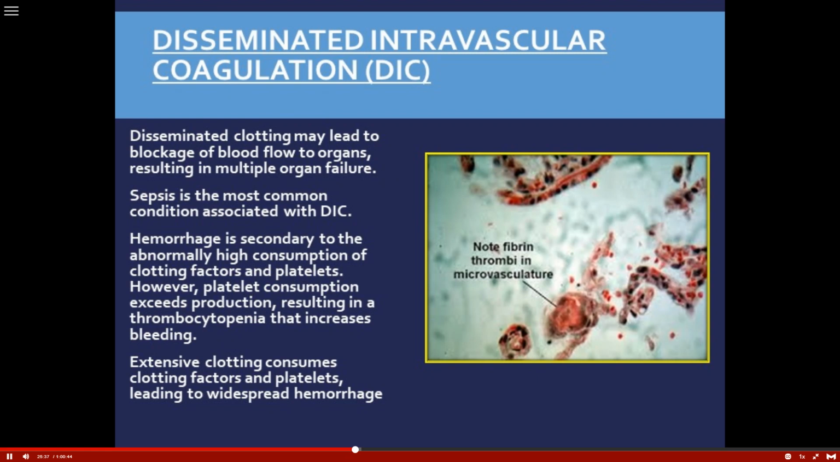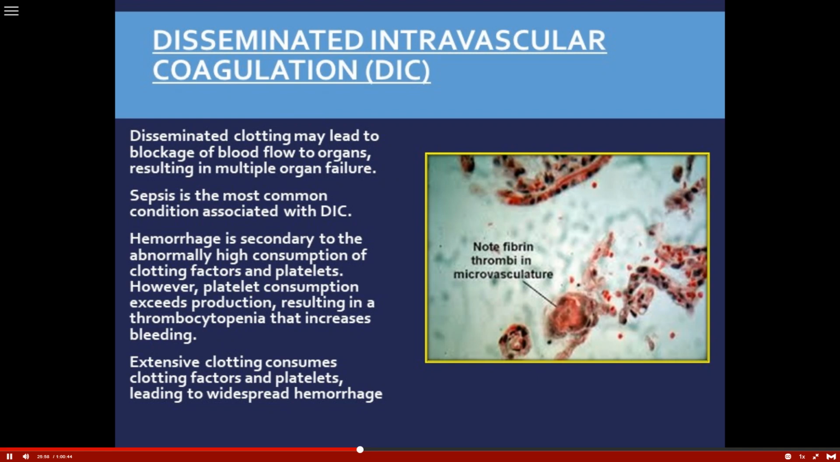So at first, what ends up happening is that all the clotting factors, the platelets, everything is being consumed. So at first, there's all that overall clotting. But as those are being used up, now there's nothing left. And so what ends up happening is hemorrhage.